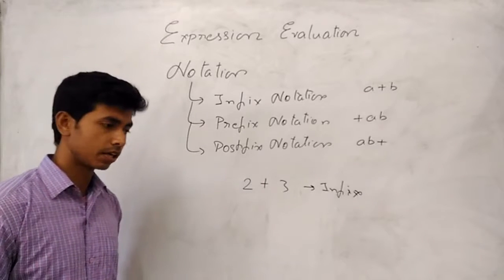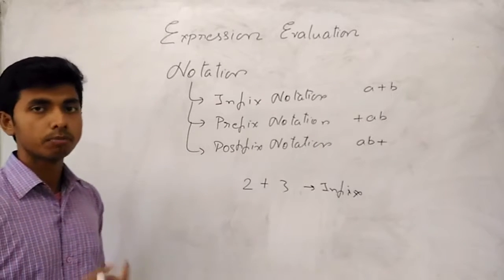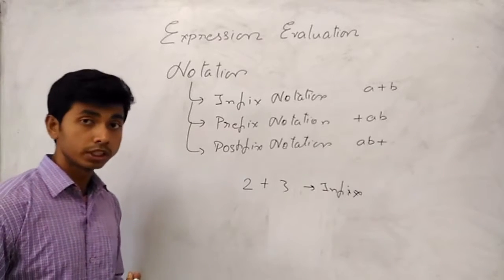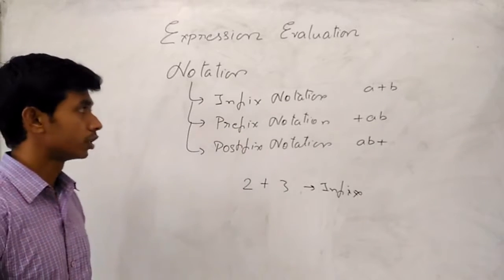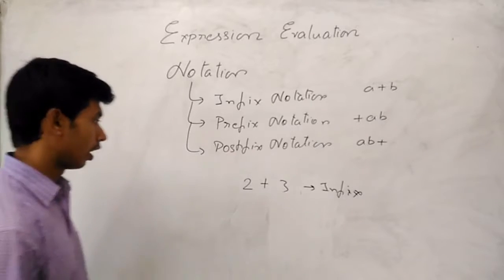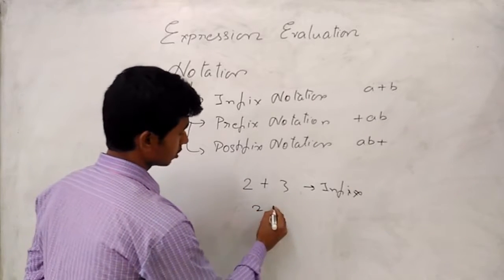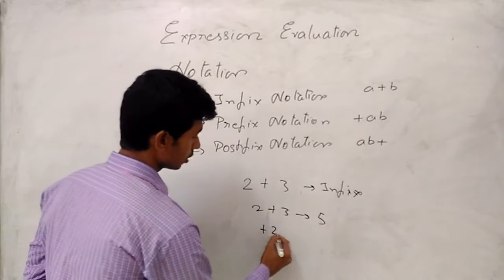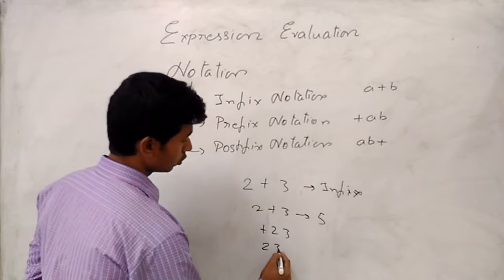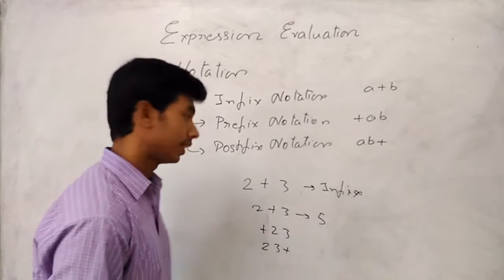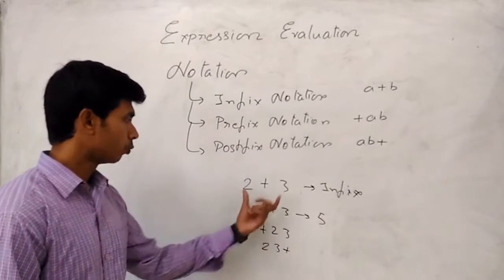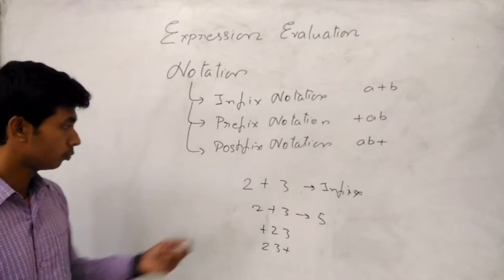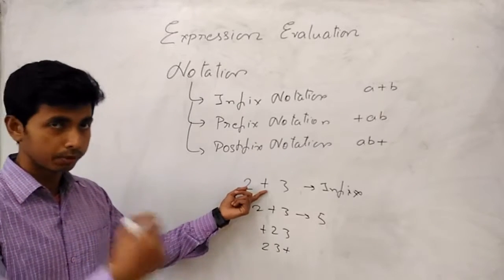Either it is an algebraic, arithmetic or Boolean expression, it does not matter, these are the basic notations. The obvious question is: infix notation, we are very much familiar with it. I can easily evaluate 2 plus 3, which is 5. But what is the point of learning plus 2 3, or even 2 3 plus? The thing is that yes, we humans are very comfortable with this kind of notation where we place the operator in between two operands.